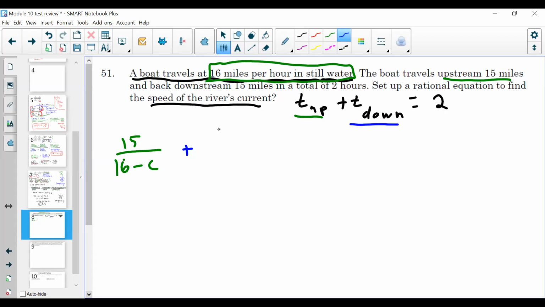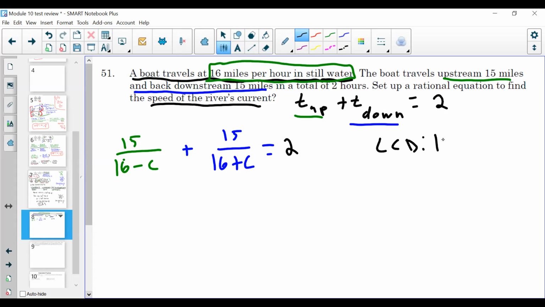My time downstream will be the total distance, which is still 15, right? I'm still told it goes up and downstream at 15 miles. And its speed is going to be its speed when there is no current, which is 16. But when you're going downstream, you have a current pushing you along and helping you go a little faster. So this is going to be 16 plus c, and that all equals 2. And that's what I want to solve. My LCD is 16 minus c, 16 plus c.